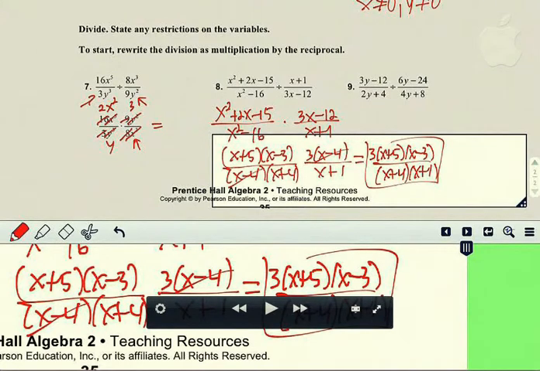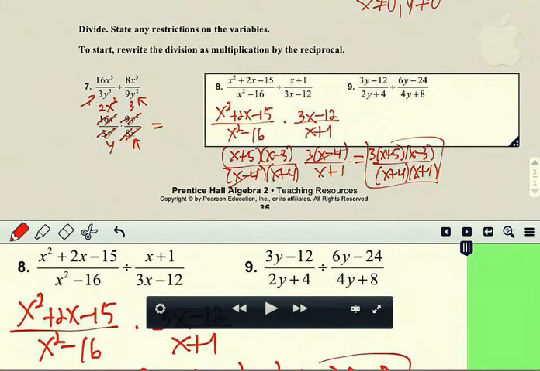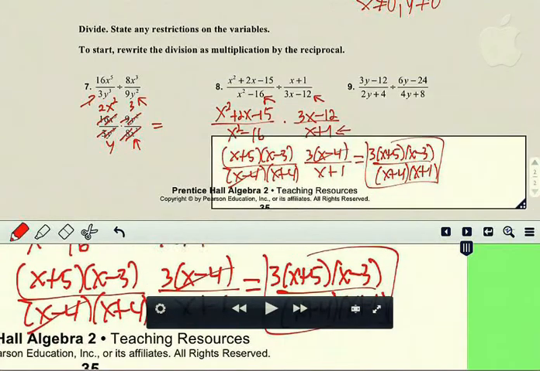And we need to look at the bottom of the original fraction. The original fractions, we can't have x's plus or minus 4 there. And then when we turned it over, we can't have x be negative 1. So x cannot equal plus or minus 4 or negative 1.